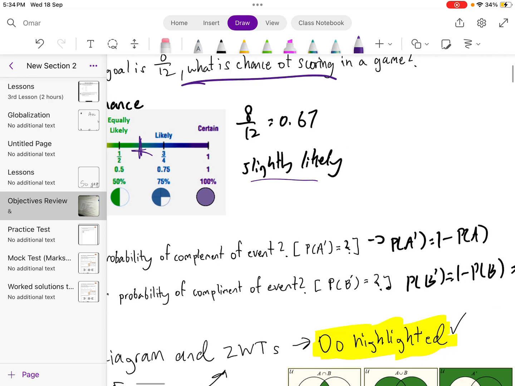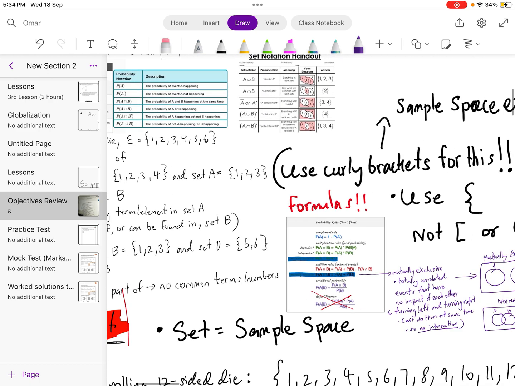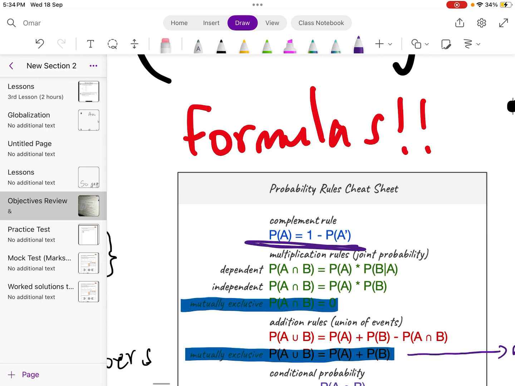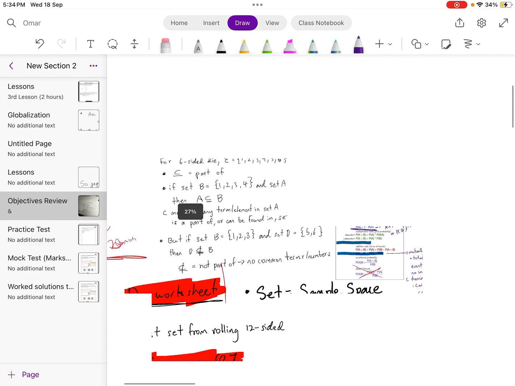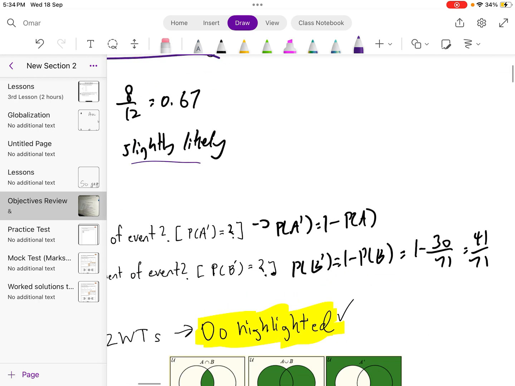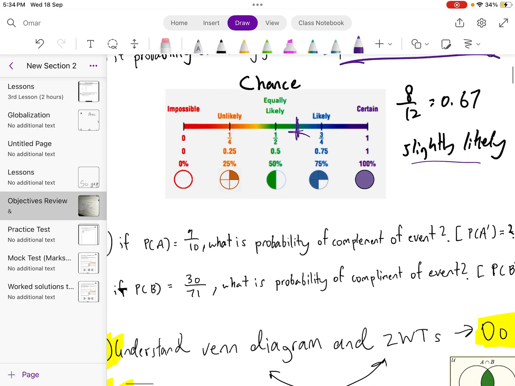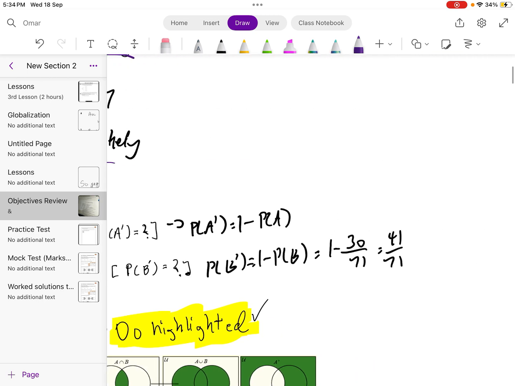Here is the complement. I have all the formulas here, so look at the formulas. The complement is 1 minus the probability. The probability of A is... so for the complement, the probability of the complement of A is 1 minus probability A. Or if you had the complement of B, it would just be 1 minus probability B. Okay. You can try these questions out yourself. So here B is 30 over 71, so the complement is 1 minus 30 over 71, which is 41 over 71.